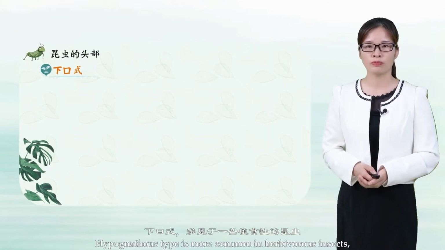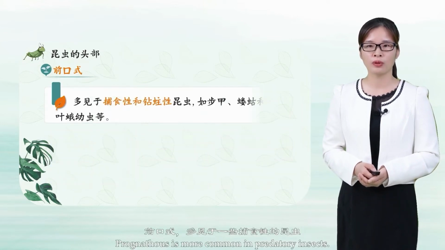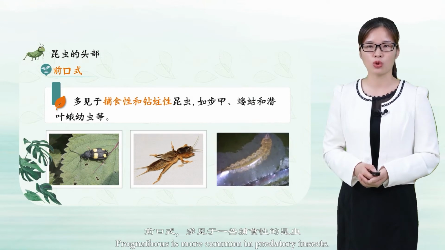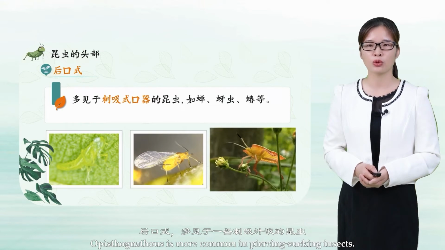Hypognathous type is more common in herbivorous insects. Prognathous is more common in predatory insects. Opisthognathous is more common in piercing-sucking insects.